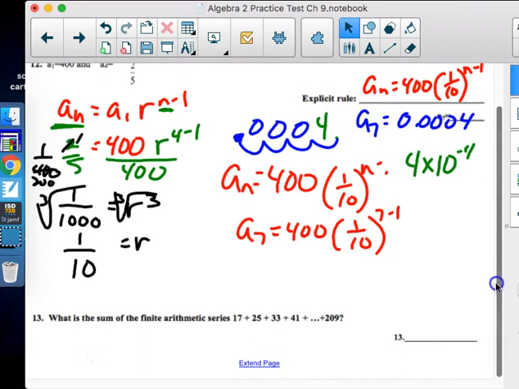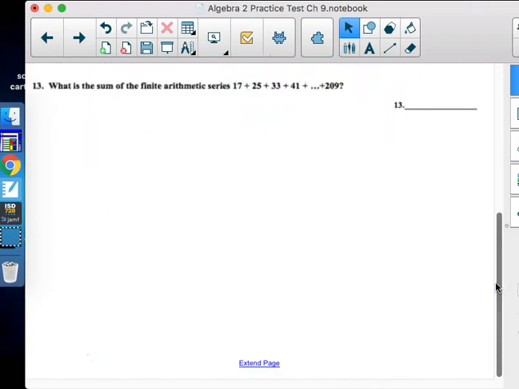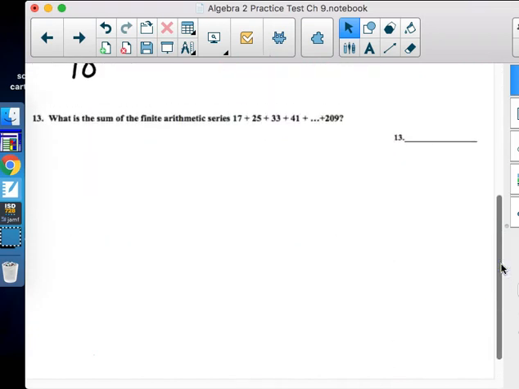Alrighty. That's 12. This is 13. That's got to be lucky, right? What is the sum of the finite arithmetic series 17, 25, 33, 41, all the way up to 209, huh? Okay. Sum. That means I need one of those big S formulas. And this one is arithmetic, which means I better be looking for a D or a plus.